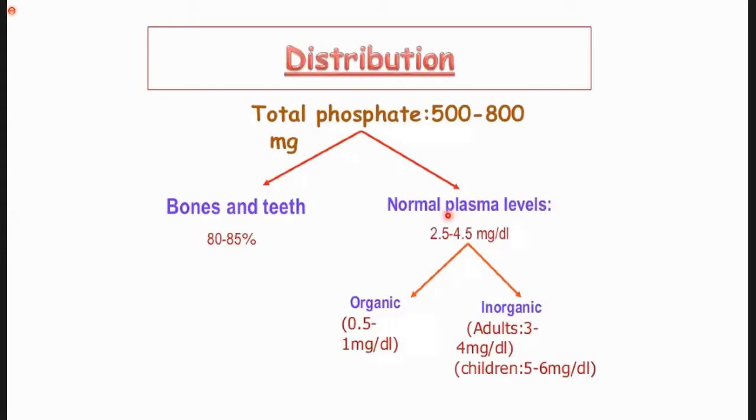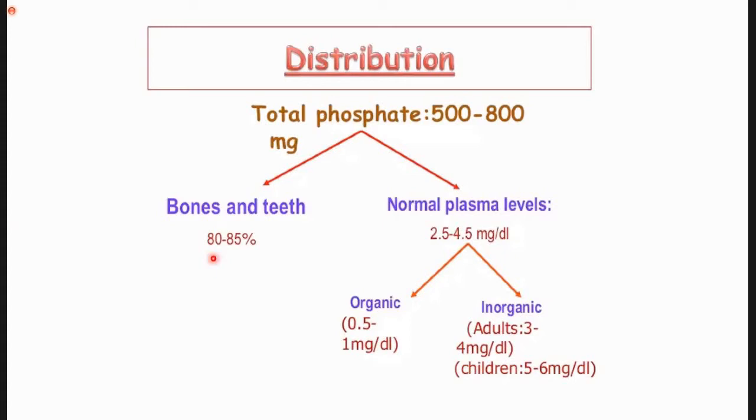The organic phosphates range from 0.5 to 1 milligrams per dl, whereas inorganic phosphates can be 3 to 4 milligrams per dl in adults, and 5 to 6 milligrams per dl in children. Now, as you can see, most of the phosphates are in bones and teeth, that is the skeletal system and the teeth, which represent the storage site of phosphate.